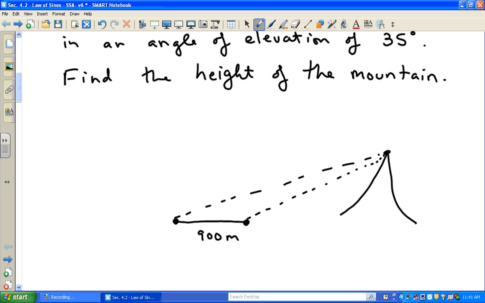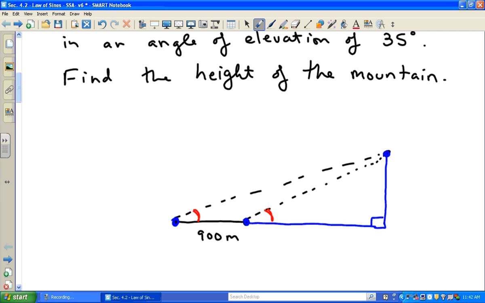Now I'm going to clean up my mountain. I'm going to drop a straight line from the peak of my mountain down so that I can create some triangles and use those triangles to solve my problem. So this represents the mountain's peak, and I draw a line straight down so that I've created two right triangles with this drawing. I have one larger right triangle from the first point, and one smaller right triangle from the second point.